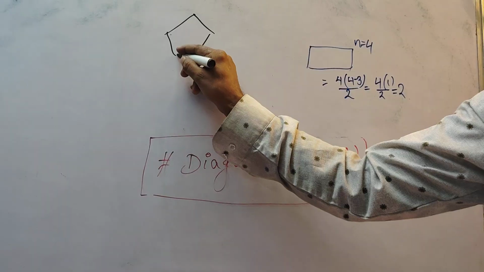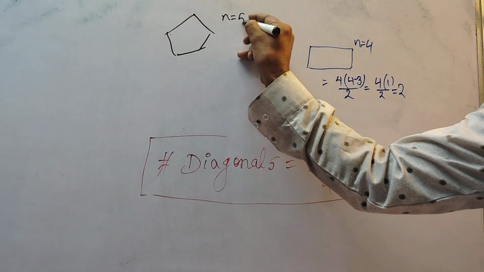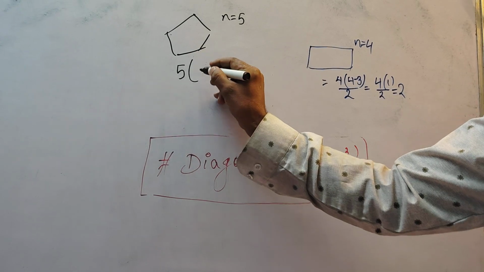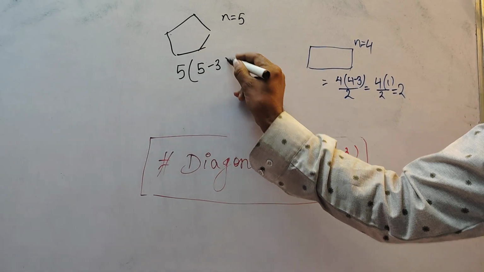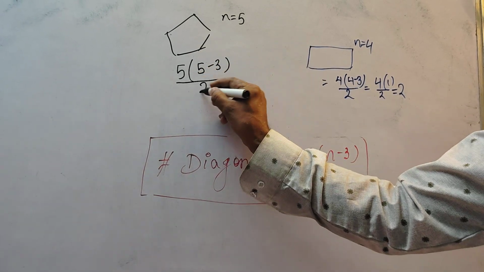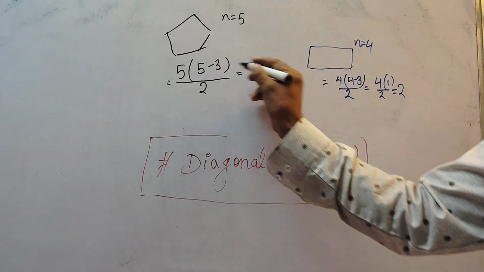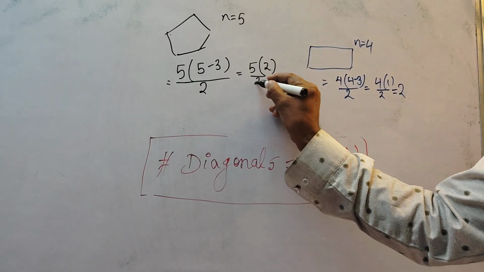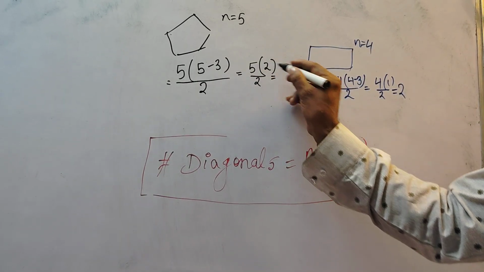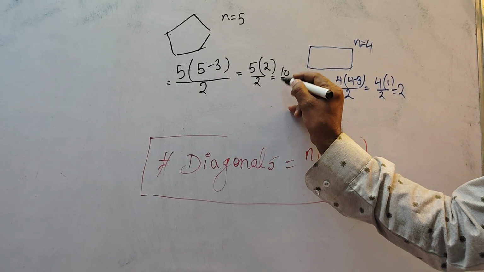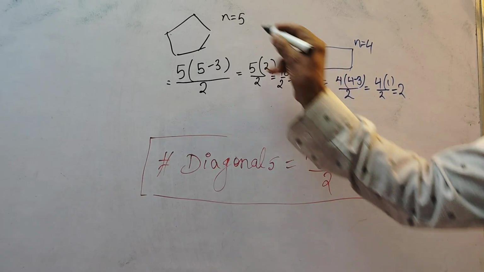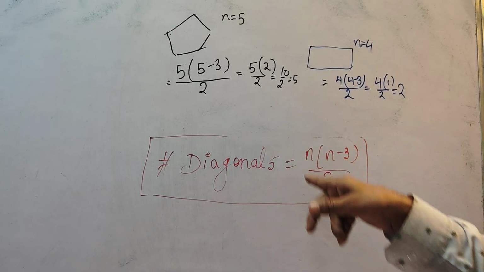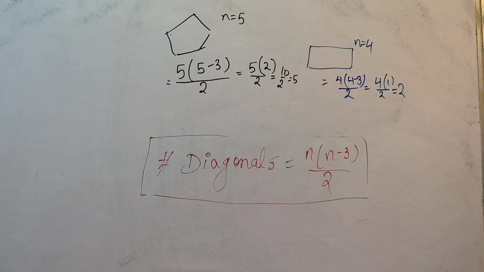N is here 5 because it is a pentagon. Now the formula is n times n minus 3 over 2. So 5 times 5 minus 3 over 2. The bracket we solve first. So in the bracket 5 minus 3 is 2. And bracket means multiply. So 5 into 2 is 10. 10 over 2 is 5. So in the pentagon we obtained 5 diagonals already, and here by the formula also we are obtaining 5 diagonals.